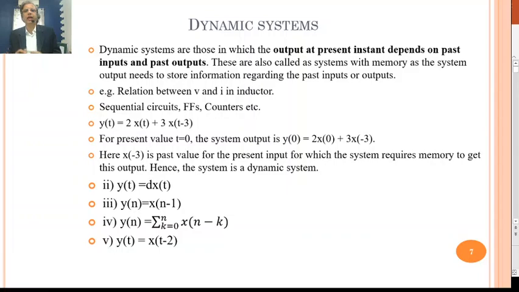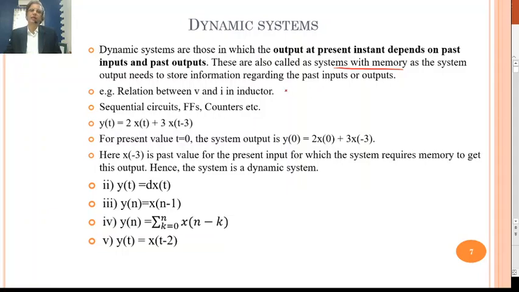Then the second one is the dynamic system. A dynamic system is also called a system with memory, because its output depends on the past inputs and the past outputs. Meaning the output depends on the present as well as the past. Hence this system is called a dynamic system.